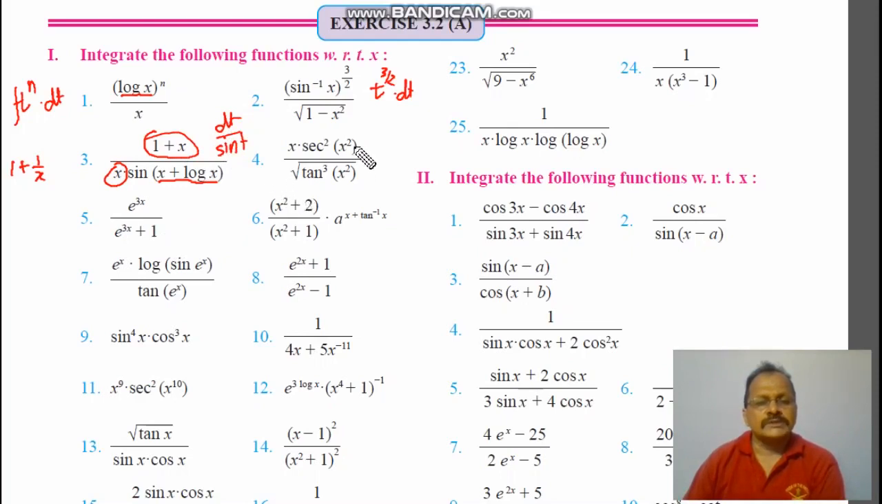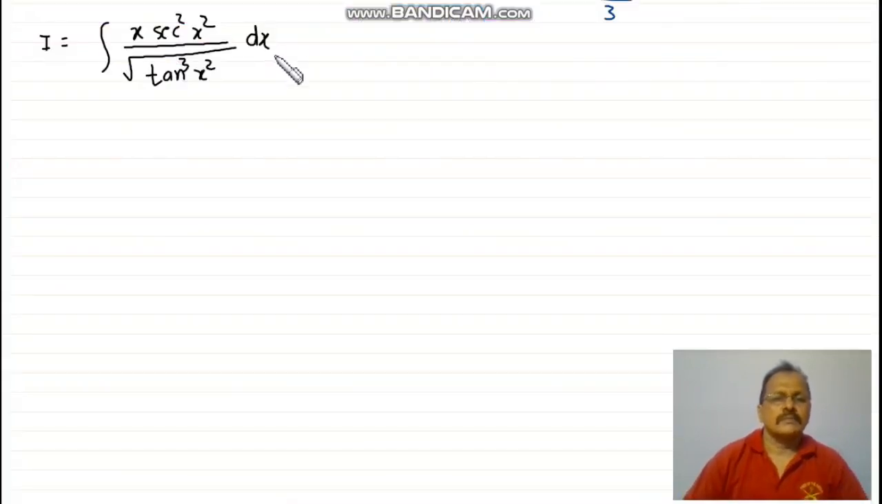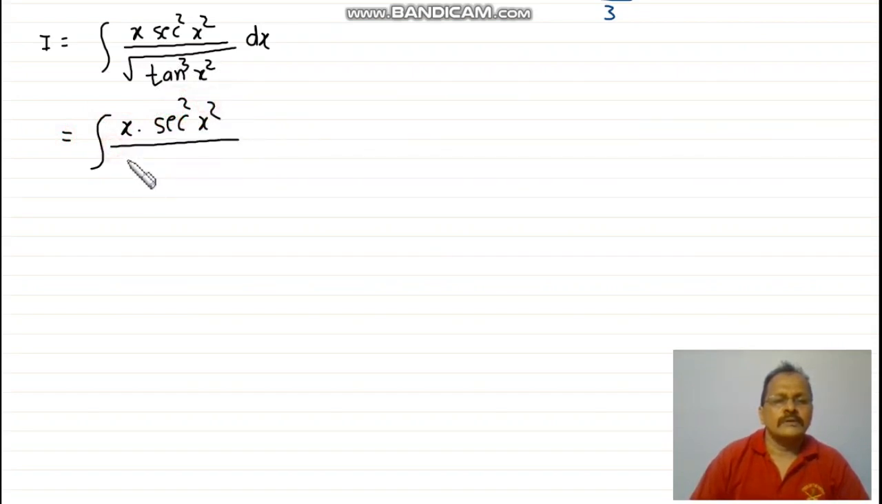Fourth one, let us solve this on board. x sec square x square upon square root of tan cube x square. I have written the problem. I equal to x sec square x square upon under root tan cube x square. Now under root tan cube, I can write this as x into sec square x square upon tan x square raised to 3 by 2 dx.